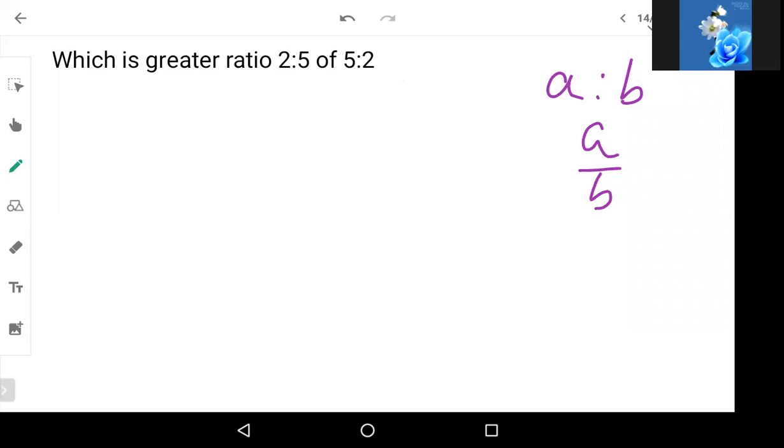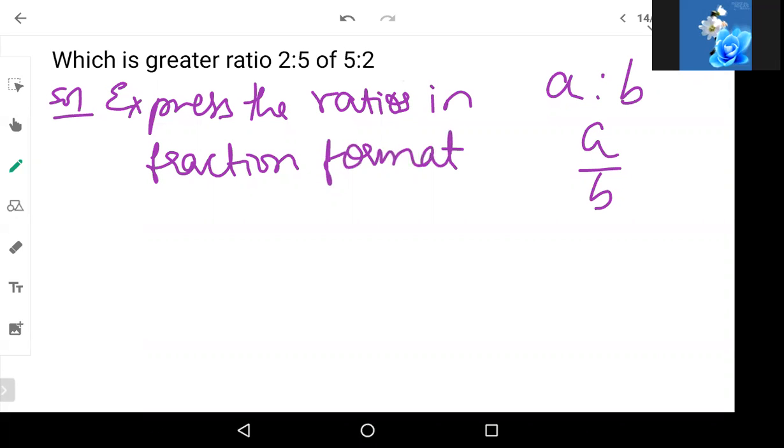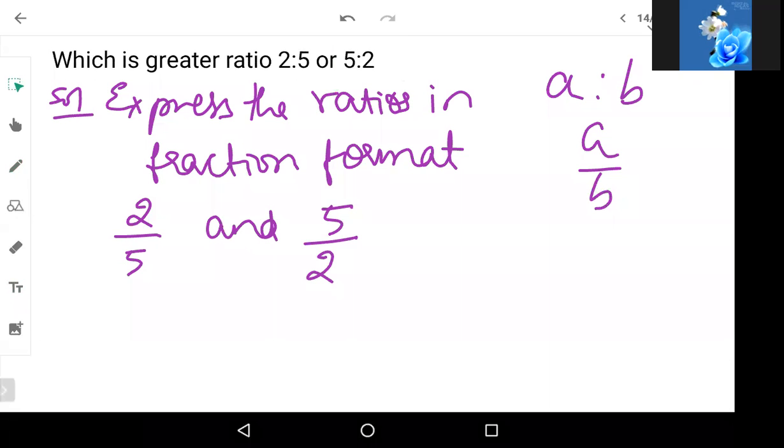So you have to express the ratios in fraction format. Okay, so what will be the fraction format? The first ratio will be 2 by 5 and the second ratio will be 5 by 2.